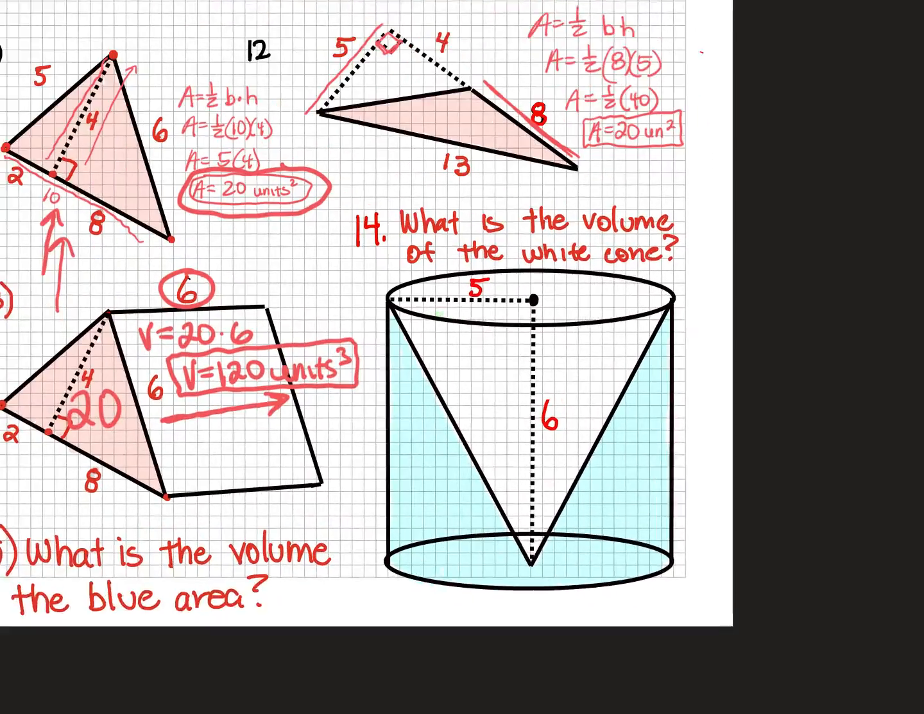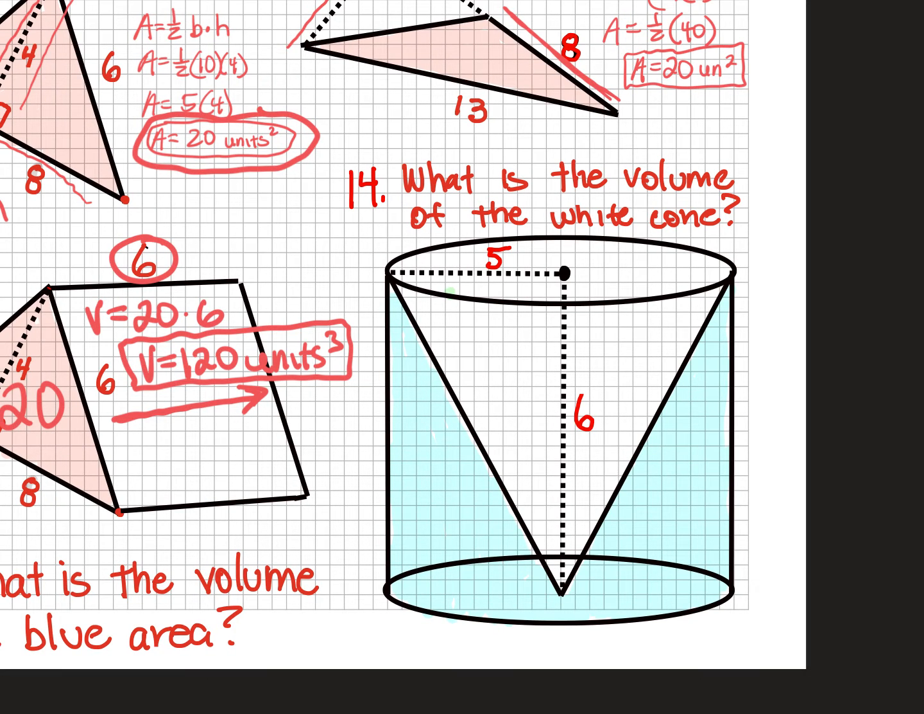Okay, number 14, what is the volume of the white cone? Well, we find the area of the circle. I'll give you a hint and see if you can do this. The area of the circle is pi r squared, and then we're going to stretch it down 6. So we're going to multiply by 6 once we get that. And then it's a cone, so we take our answer and divide it by 3, because the volume of a cone is the base times the height, so the base circle times the height 6, and then we divide by 3 for a cone. So can you figure that out?